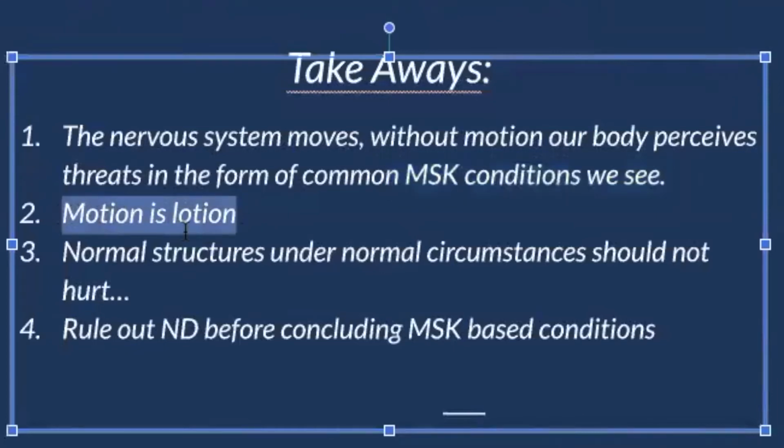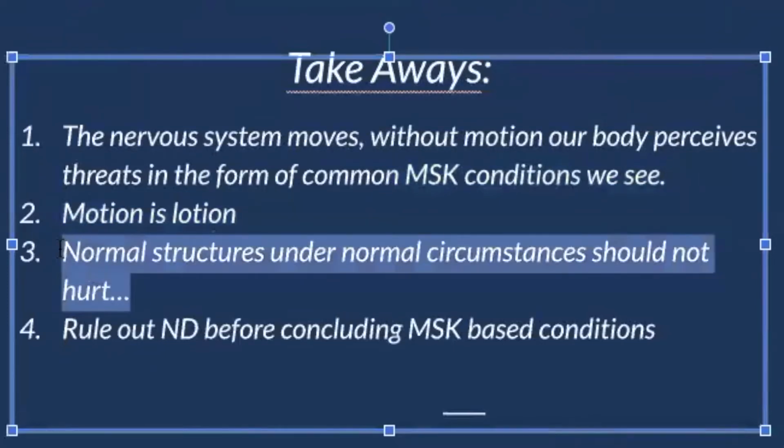So motion is lotion is number 2. Make sure the nervous system moves as well as everything else. Also, normal structures in normal circumstances should not hurt. This is a big concept that I probably won't cover in too much detail, but for the most part, normal stuff in normal circumstances should not hurt. If we're looking at someone with, let's say, a sciatica issue or a radiculopathy, that's a normal nerve and they're doing normal stuff. It shouldn't hurt. There could be outliers, but it shouldn't hurt.